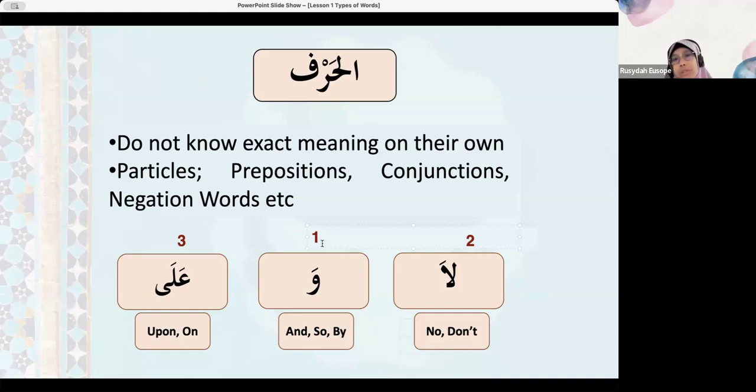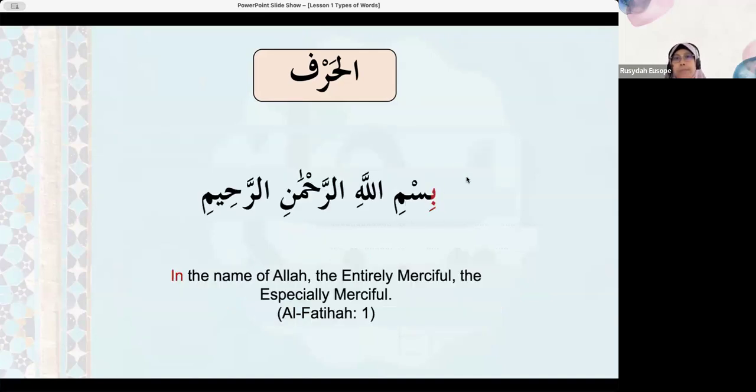But harf, usually if you see this kind of word, wa, just one letter, or two letters, la, or fi, ila, or B, as in Bismillah. B is an example of a harf also. I think it's in the next slide. Yeah, B.